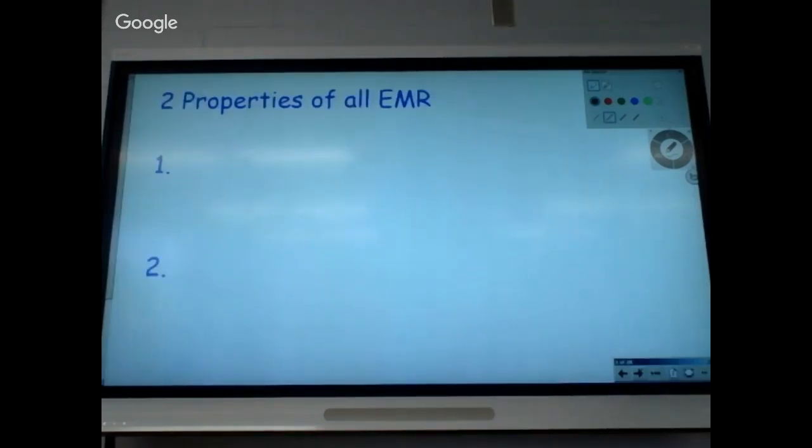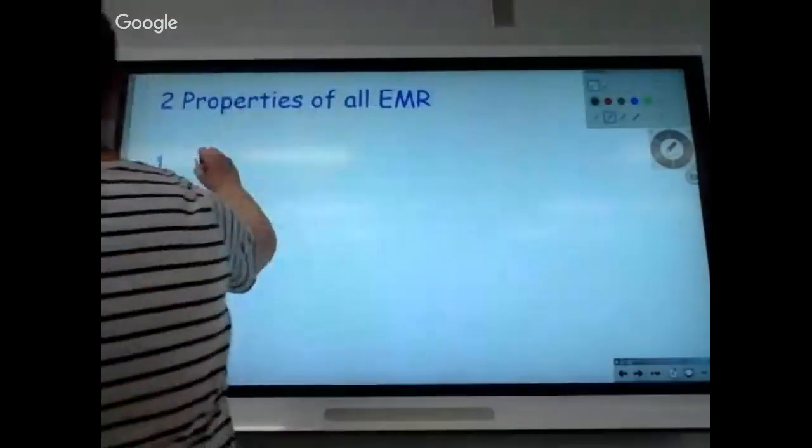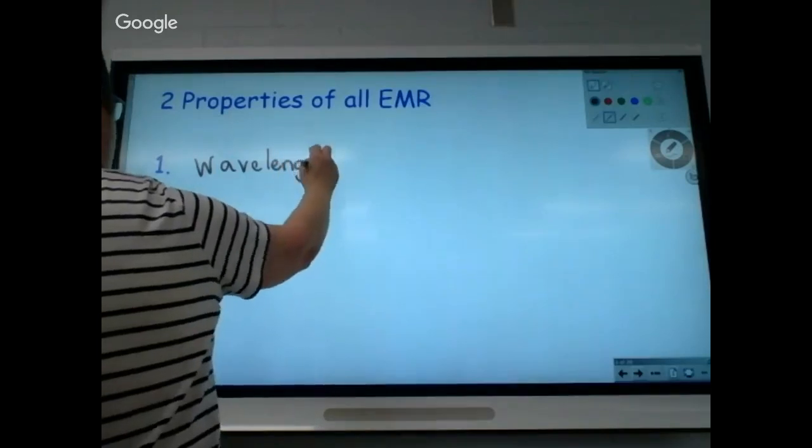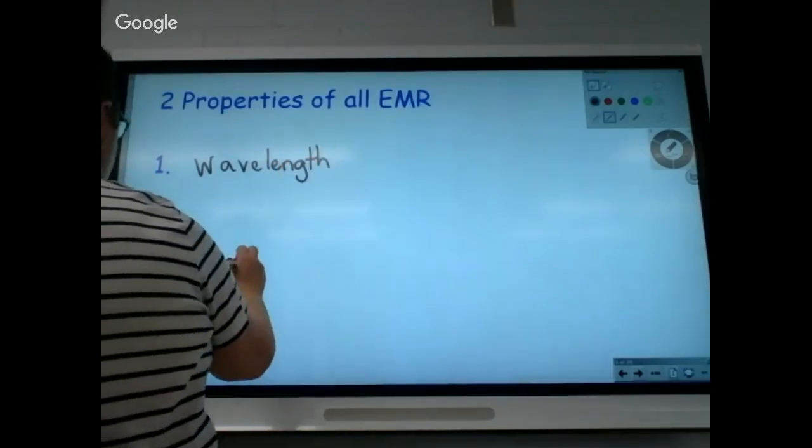All right. So how do we tell the difference between a microwave, a UV, a gamma ray, or a radio wave? The wavelength and what else? And the frequency. Yeah. All of the different types have a different wavelength and a different frequency.